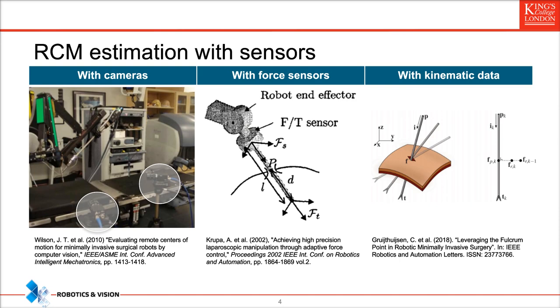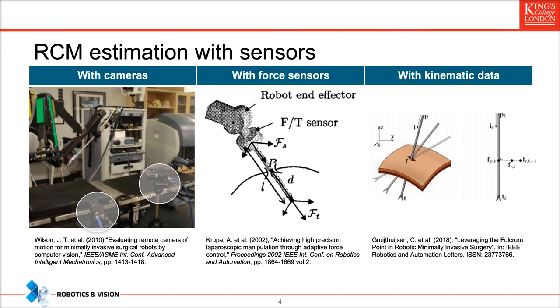It draws a line going through the instrument axis, and then using optimization methods, the best point of intersection of these lines is calculated. However, medical staff or equipment can occlude the view of the instrument. Additionally, registration between the cameras and the robot is required, incorporating errors in the RCM estimation.